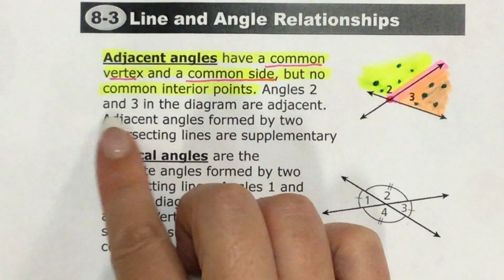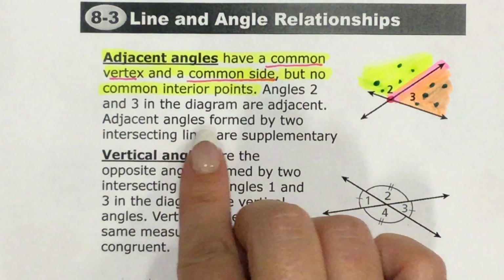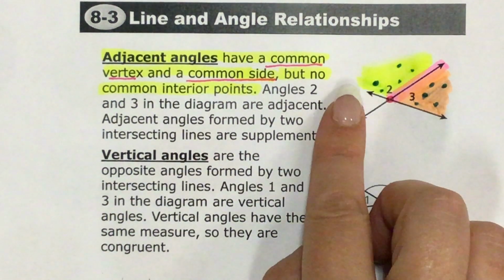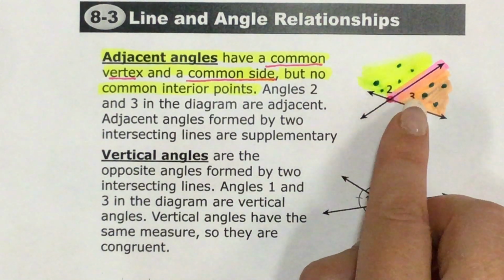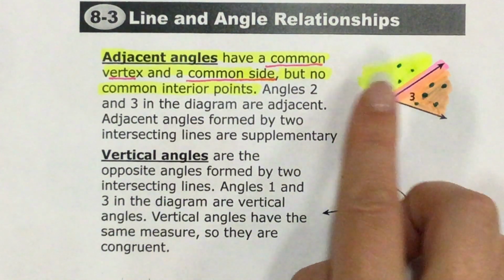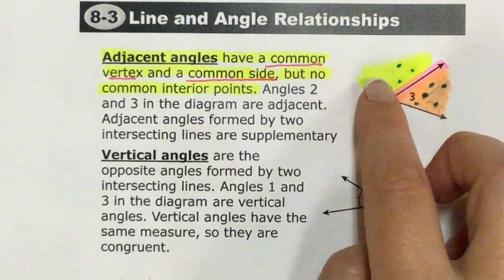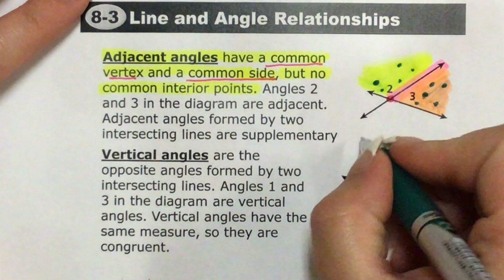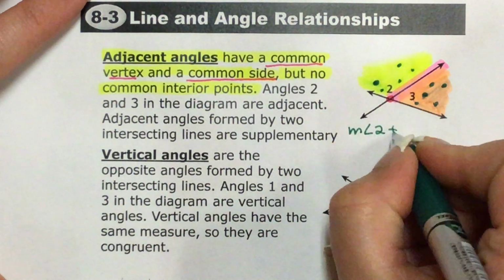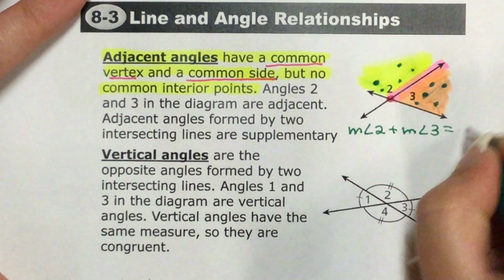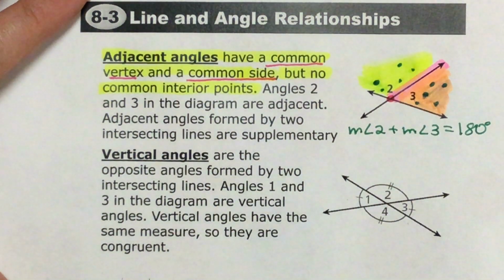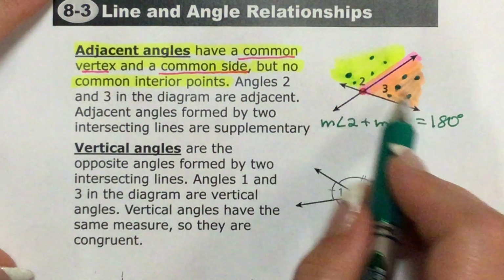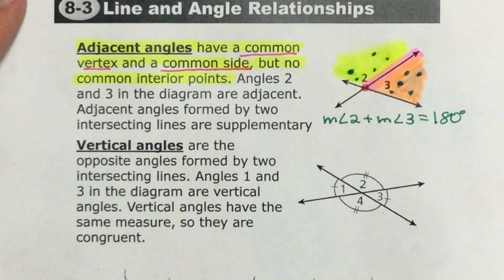What does it say? Angles 2 and 3 in the diagram are adjacent. Adjacent angles formed by two intersecting lines are supplementary. So you see how these two lines are intersecting and they form these two adjacent angles? What that means is these two angles are supplementary, which we could totally write an equation. We could say the measure of angle 2 plus the measure of angle 3 is equal to 180 degrees. Okay? These two angles are supplementary, which means they add up to 180 degrees.